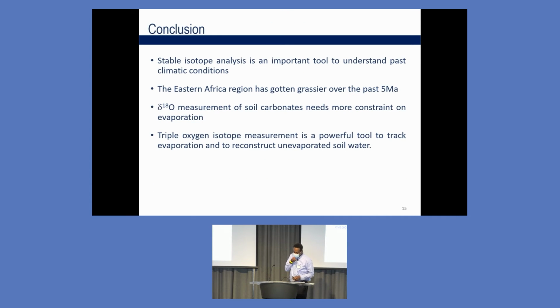So as a conclusion, stable isotope analysis is an important tool to understand past climatic conditions. We have seen that the Eastern Africa region has gotten grassier, from closed canopy to open canopy, in the last 5 million years. The delta 18O measurement of soil carbonates needs more constraints in terms of evaporation. To constrain this evaporation, I just have shown you that the triple oxygen isotope measurement is a very powerful tool to trace back or to strip back the evaporation trend. That's what we have done.